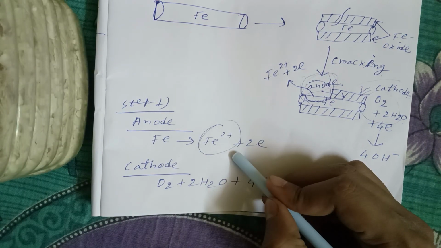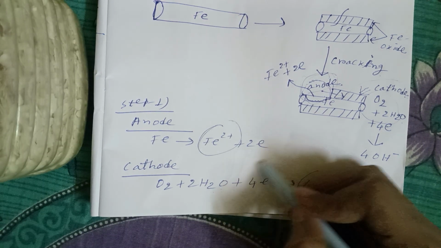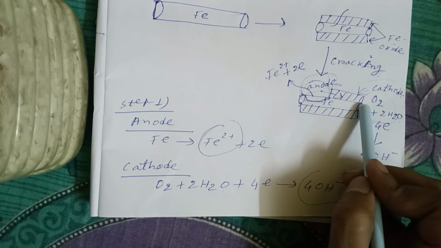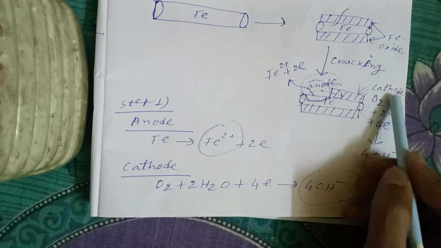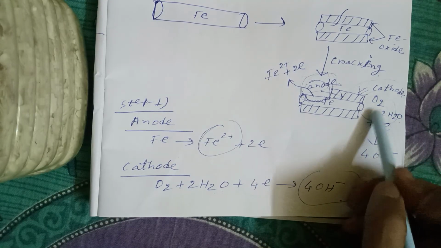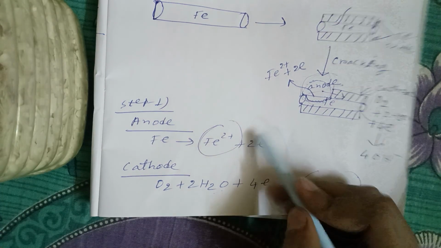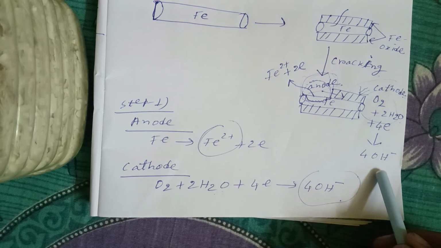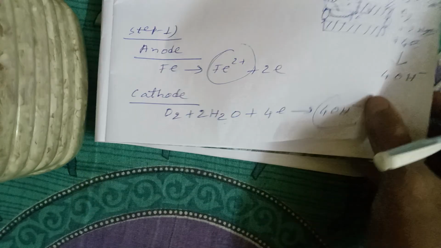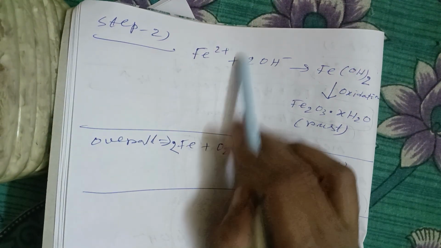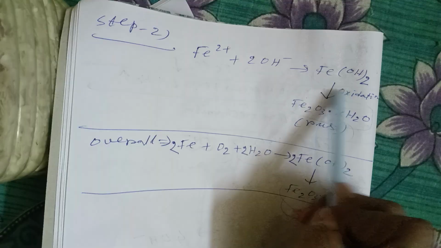Now at the anode, first iron will be oxidized to ferrous ion by releasing 2 electrons, and these electrons pass from the anodic region to the cathodic region, and then the environmental oxygen and moisture will be reduced to give hydroxide. As the ferrous ion and the hydroxides are free, in the last step they combine together to give ferrous hydroxide.